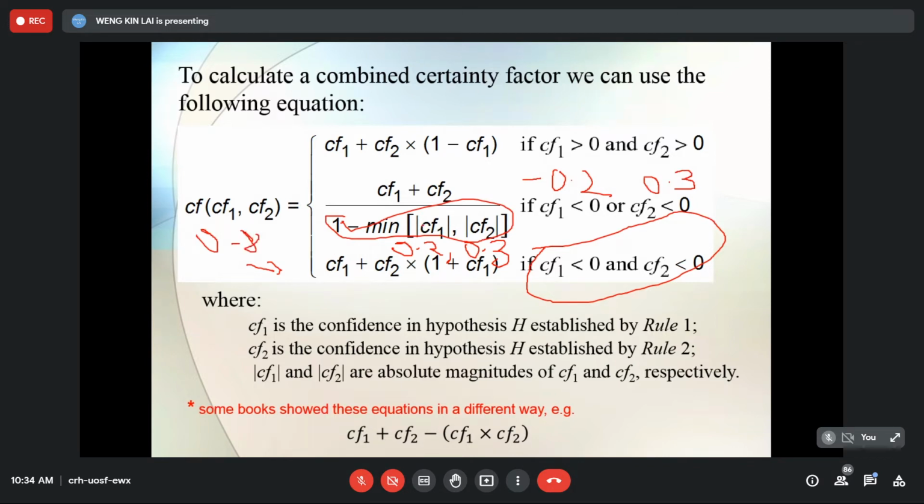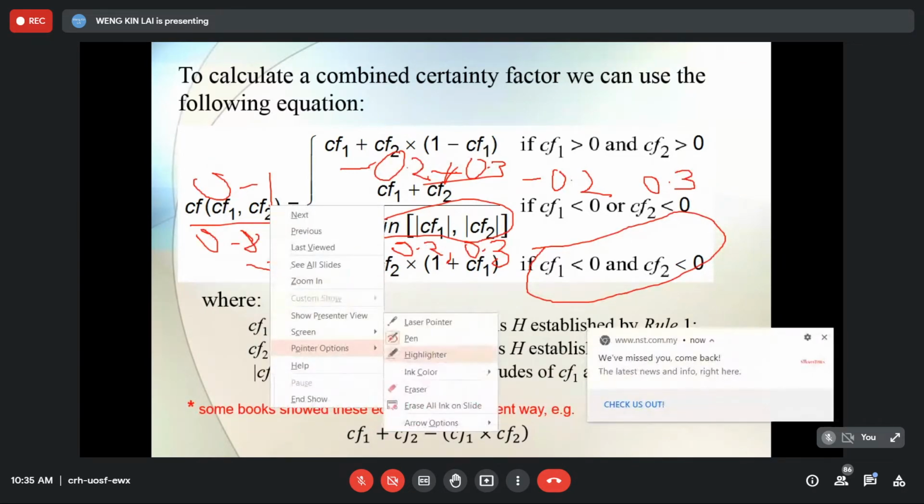Right, so in this case, the top one is a bit different. The top one will be minus 0.2 plus 0.3, which gives you 0.1. So the final value of this will be positive 0.125, if I'm not mistaken. Right, so this is what it means.